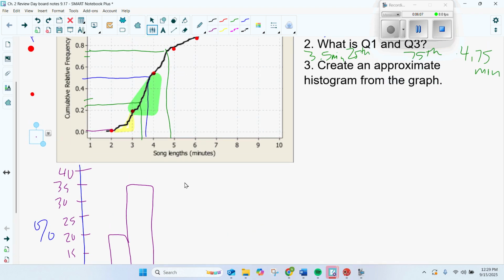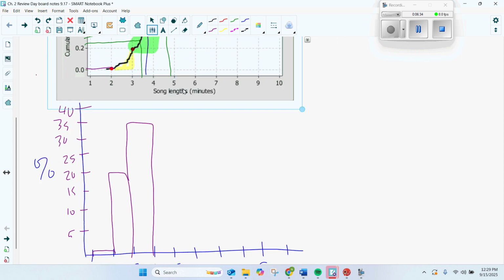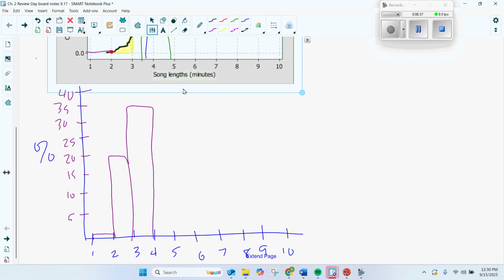Okay. And then between 4 and 5, it's going from 0.55 to close to 0.8, a little less than 0.8. So that's going to be close to 25%. If I do, let's say, 0.8 minus 0.55 is 0.25. And it looks to me it'll be a little bit less than that. So I'm going to call it just a little bit less than 25.